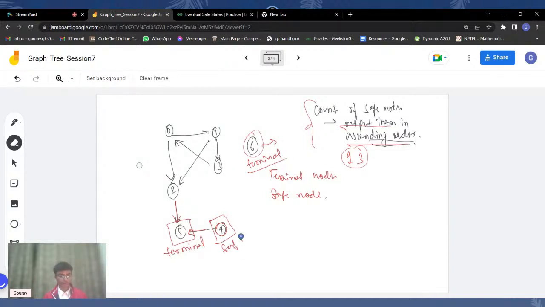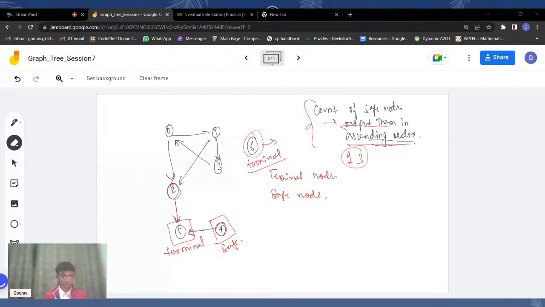Now let's talk about 2. All the paths from 2 should lead to a terminal node, and that is what is happening here as well. From 2, there is only one path, and that path leads us to 5. So we can very easily say that node number 2 is also a safe node.